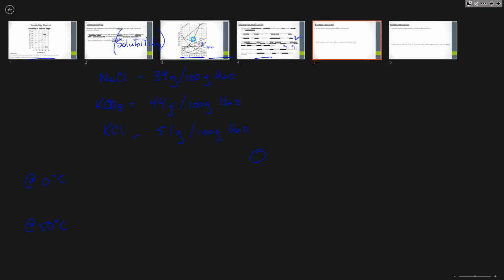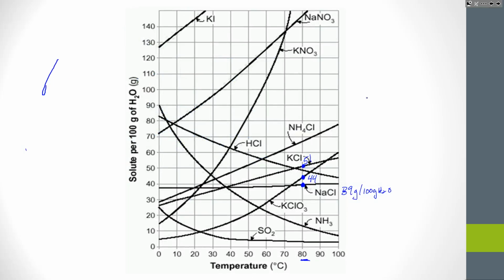So here's our graph. So KCl at 0 degrees Celsius, so I'm going to go up to here, that's about 27. And then at 50 degrees Celsius, KCl, I'm saying about 42. Okay? So at 0 degrees we can dissolve 27. At 50 degrees, we can dissolve 42 grams. So we can dissolve more between those two temperatures. So let's figure out how much difference that is.